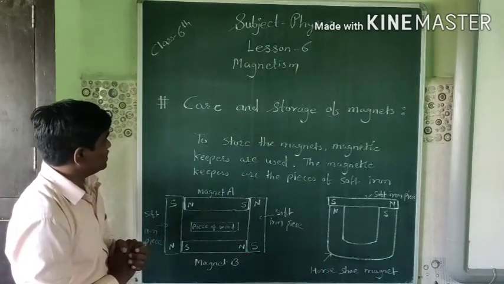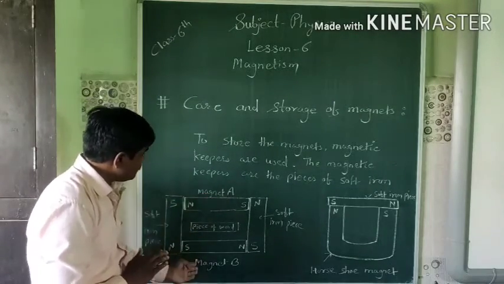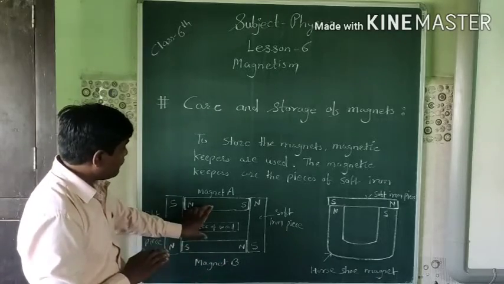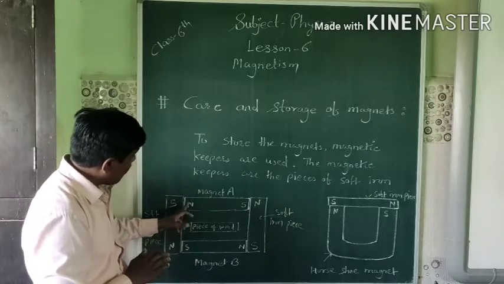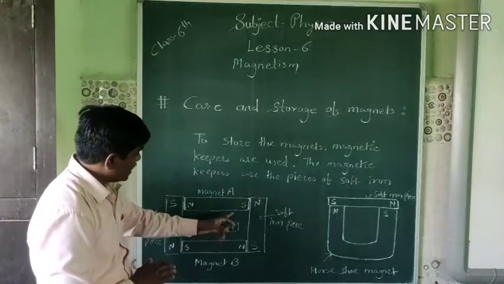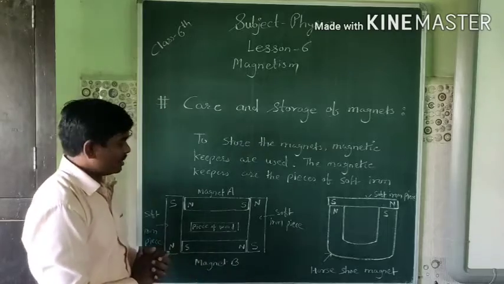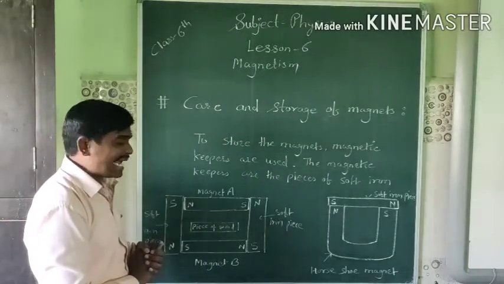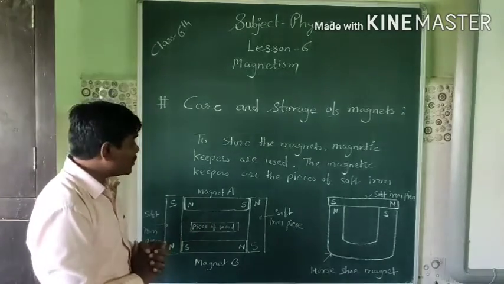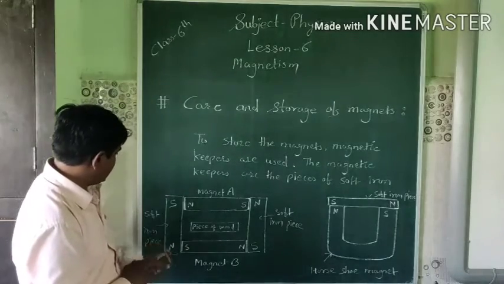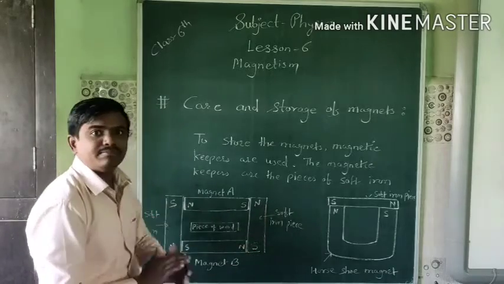Here you can see that for the storage of magnet A and magnet B, these are placed having opposite polarity on one side. On the other side, it is also opposite polarity of magnet A and magnet B. And between these two magnets A and B, a piece of wood is there. We will keep two soft iron pieces. This is one soft iron piece, and this is the other soft iron piece.